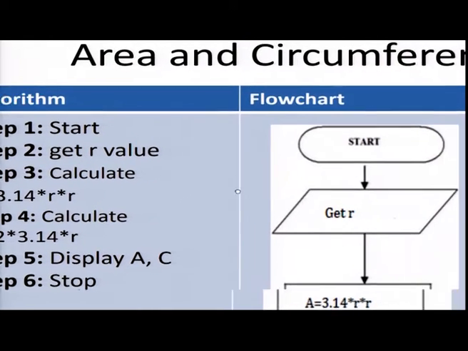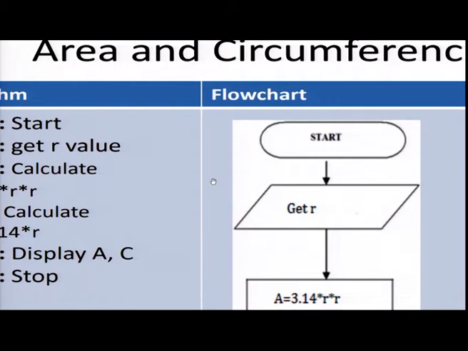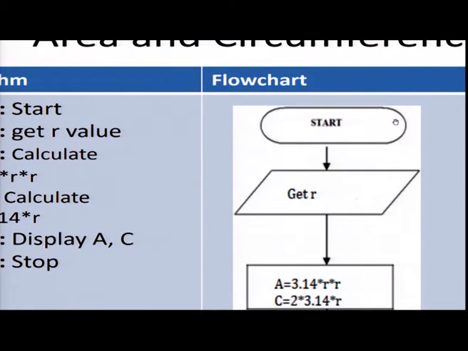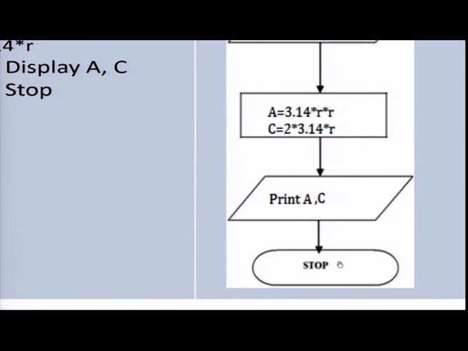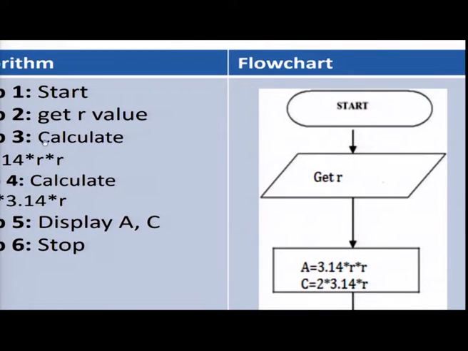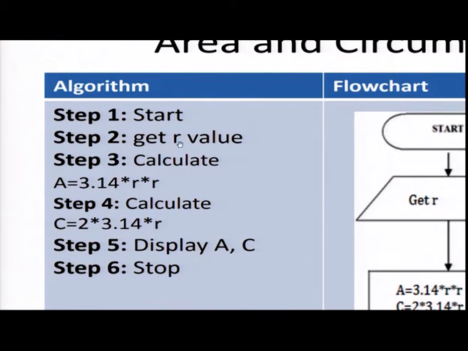So my dear viewers, let us draw the flowchart for this area and circumference of a circle. Here, as I said, the start and stop symbol is the oval symbol. So start is denoted with an oval. Here the last stop is denoted with an oval. Now these arrow marks are the flow lines, the flow of control. So after start, what is the second step in the algorithm? You are getting the value of r.